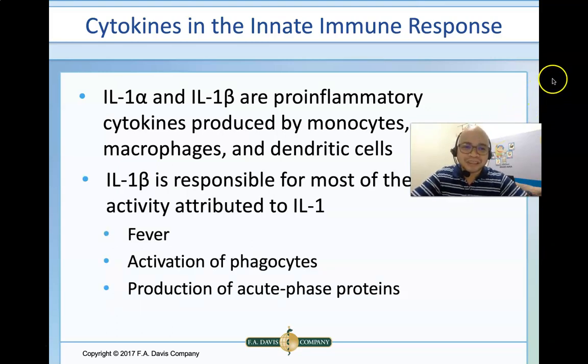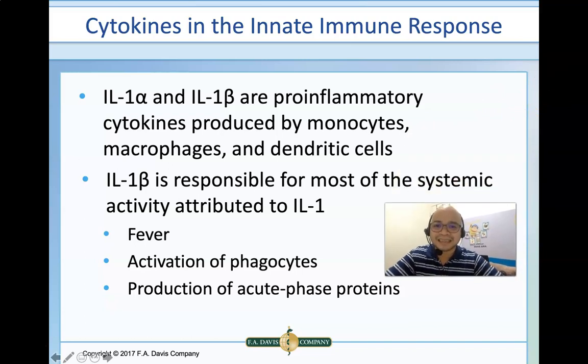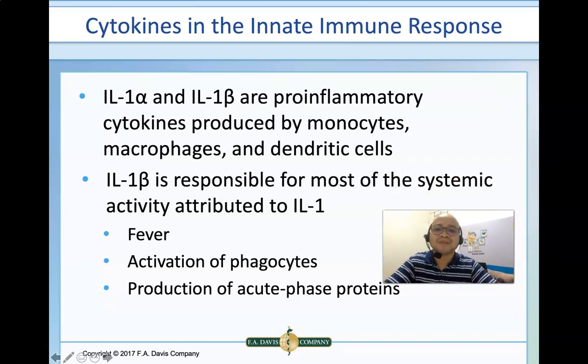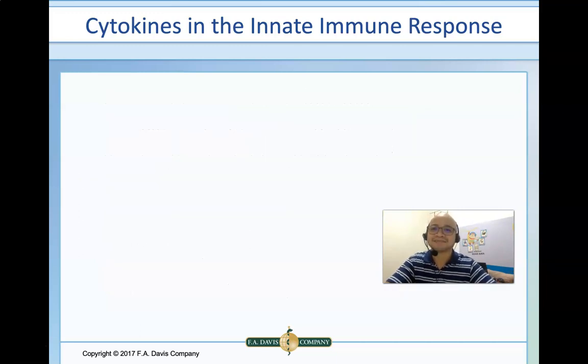Interleukin 1 beta, on the other hand, is responsible for most of the systemic activity that is attributed to interleukin 1, such as the presence of fever, the activation of our phagocytes, and the production of acute phase proteins such as C-reactive protein in cases of inflammation. Hence, they are considered pro-inflammatory cytokines.